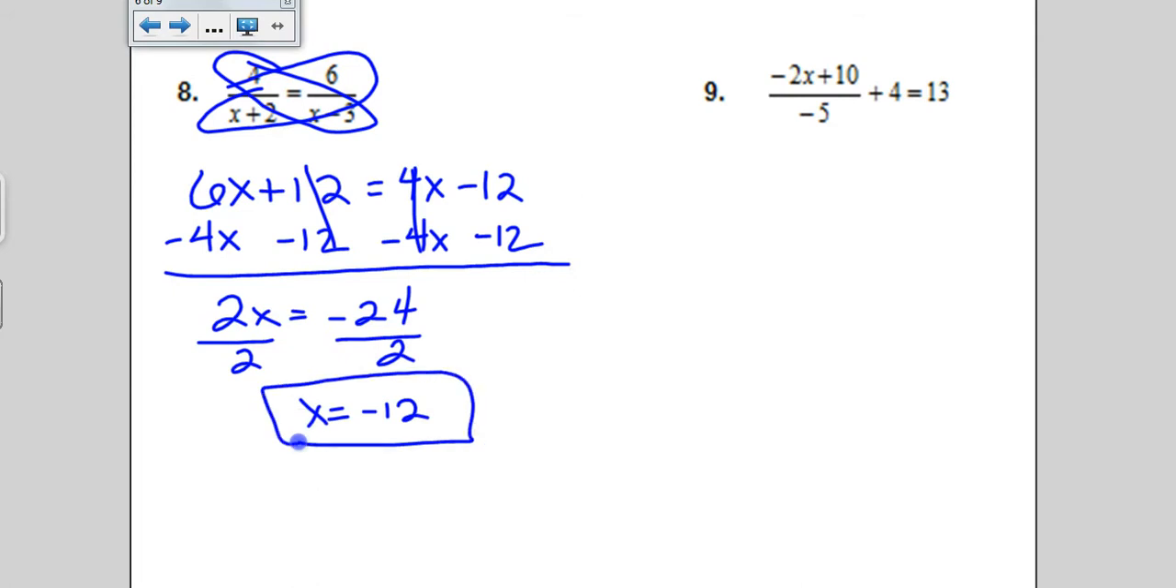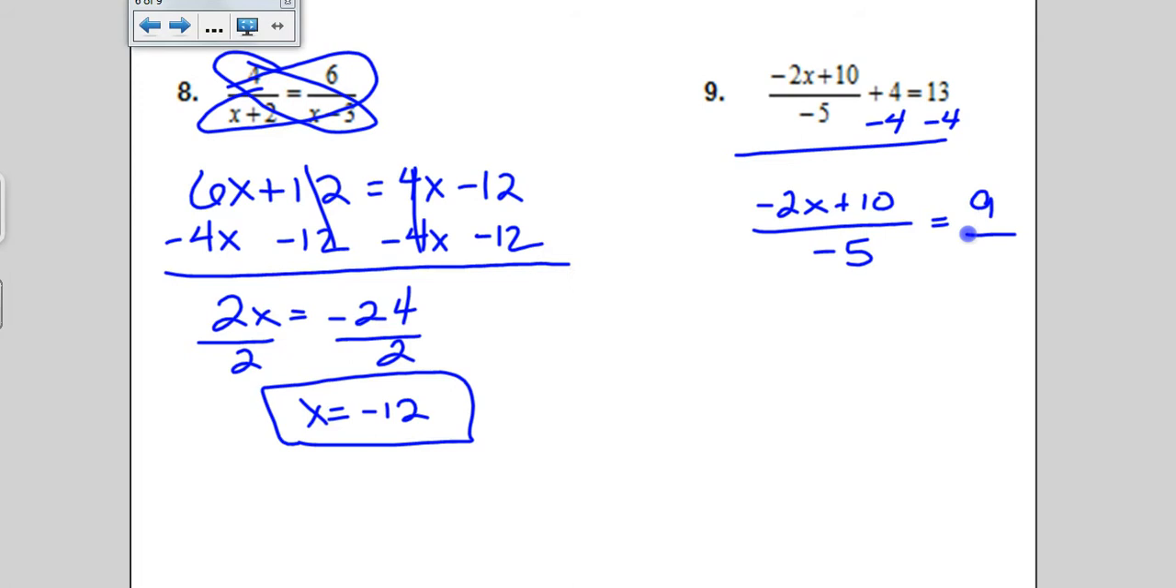Okay, when you get to number 9, it is technically a proportion, but what I notice is instead of being a fraction equals a fraction, it's not quite in that format. So I need to isolate that fraction. So the first thing I'm going to do is I'm going to subtract that 4 from both sides. And that's going to give me negative 2x plus 10 divided by negative 5 equals 9.